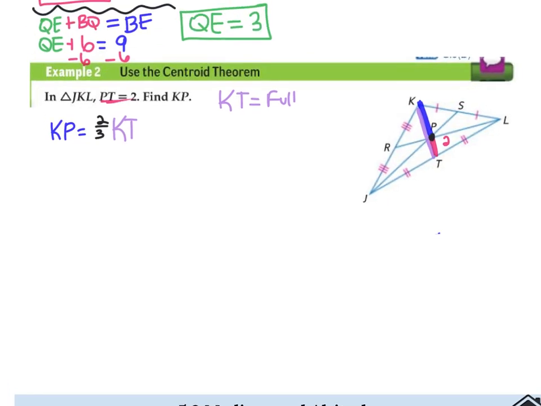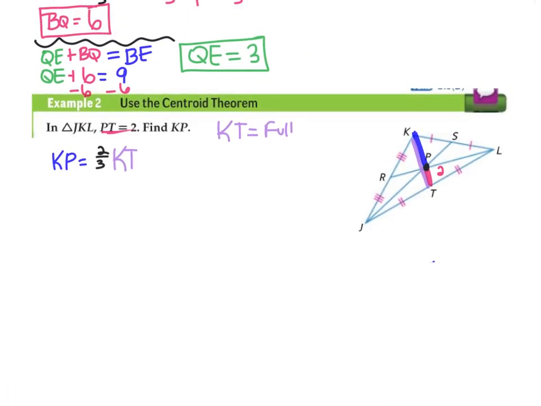Okay, so looking back up here, we said the short portion plus the large portion equals the full median, right? We can do the same thing down here. So we have KP, what we're solving for, equals 2/3, again, straight from my formula, times KP plus PT. The reason I'm doing that, KP plus PT is this full median right here. So we're just substituting in the values that we know, right?